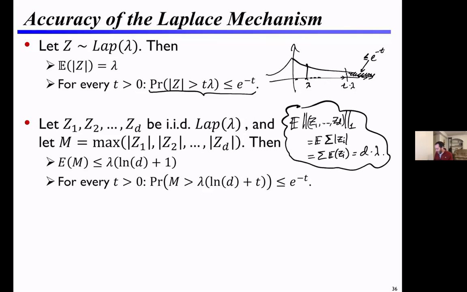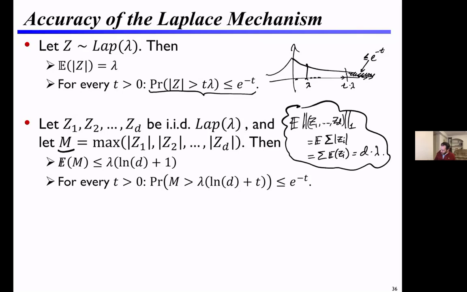The other thing we want to understand is how big the largest entry of the Zi's is. For example, if we're releasing a histogram, we want to know not just the typical error for any particular bin, but how bad the error of the worst bin is. One way to capture that is to define a random variable M, which is the maximum of these Zi's. A useful fact is that the expectation of M is at most lambda times the natural log of d. So the expected magnitude of the worst error doesn't increase too quickly as the number of entries of the vector increases.